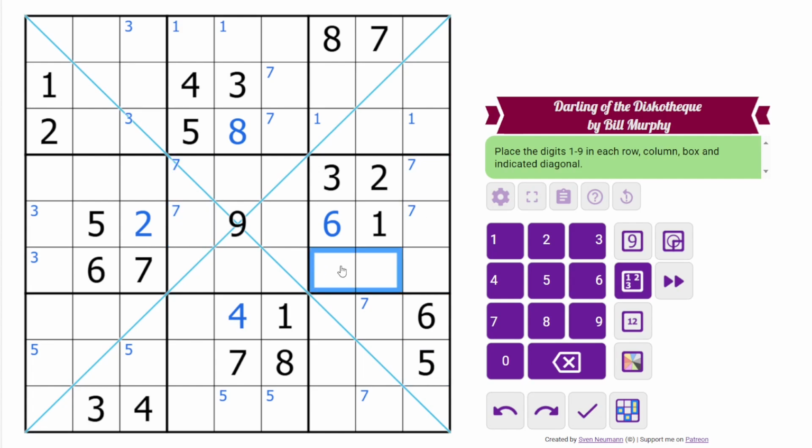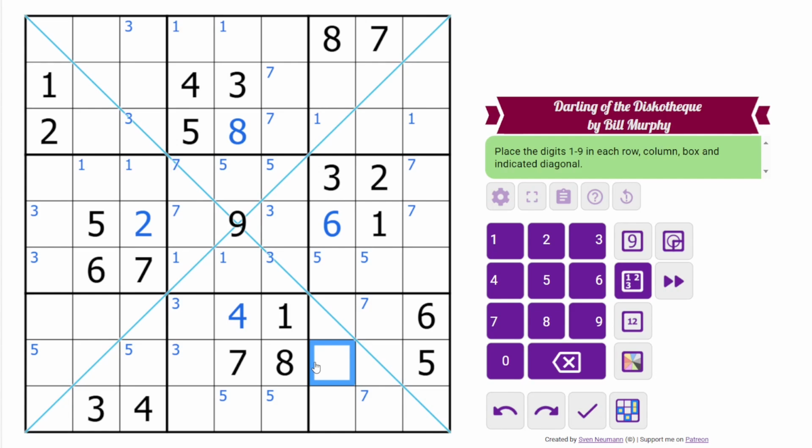5 here. So 5's in one of these cells. And this is a lot of pencil marking, I know, but bear with me. 3 in one of those cells, and 1 in one of these cells. Okay, that's a whole lot of pencil marking on the odd digits.